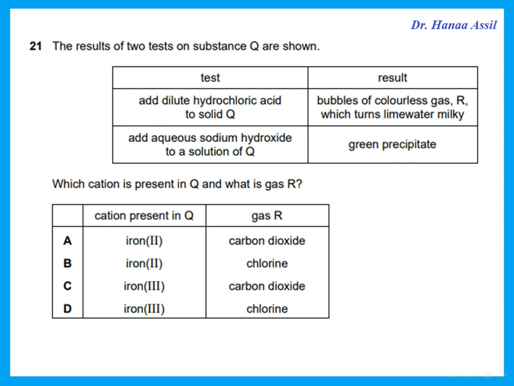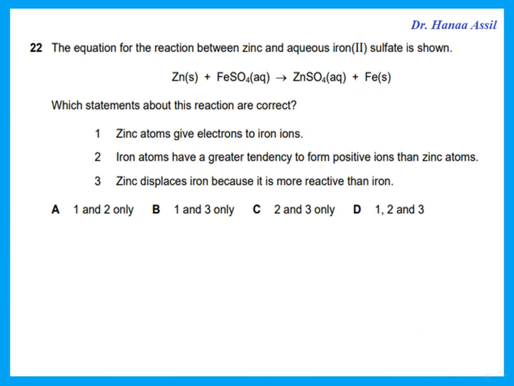Now he says when he added dilute hydrochloric acid, he got bubbles of a colorless gas that turns lime water milky. Which gas turns lime water milky? Carbon dioxide. So my answer is A.